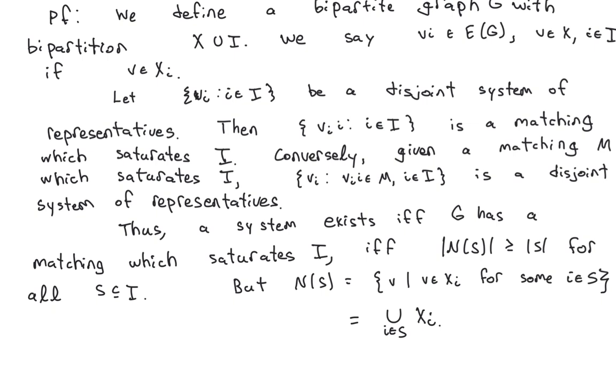And so translating Hall's marriage condition back into the original definition in terms of distinct representatives, N of S is equal to this set, and then you see you have the condition we had before.